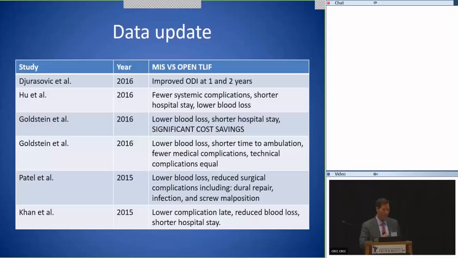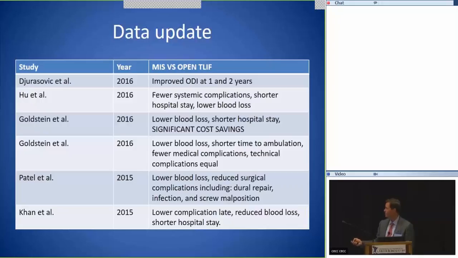Now, just going on Google, going to PubMed a couple days ago and getting ready for this talk, there are now a zillion studies comparing open to minimally invasive fusion. These are just a couple that I found. And so, number one, outcomes are now being shown to be better. So with the minimally invasive fusion, ODI scores were better at both 1 and 2 years.